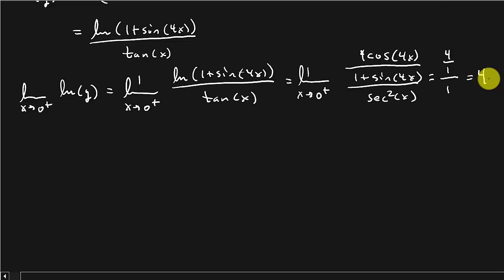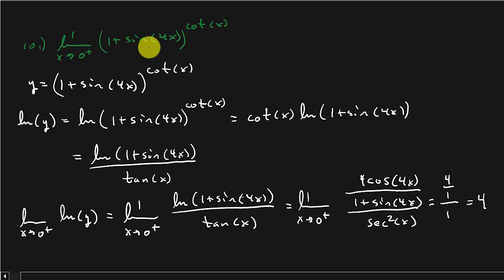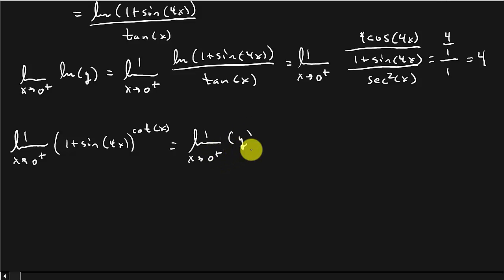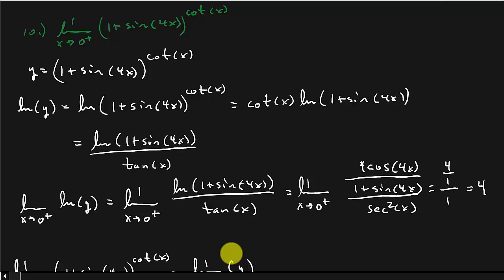You might be thinking, okay, so what? Big deal. Well, let's look at it. Now let's take the limit as x goes to 0 from the right of our original problem. I'm just going to rewrite this again. That's 1 plus sine 4x raised to the cotangent x. Well, this is equal to the limit as x goes to 0 from the right of y, because didn't I say let y equal this?